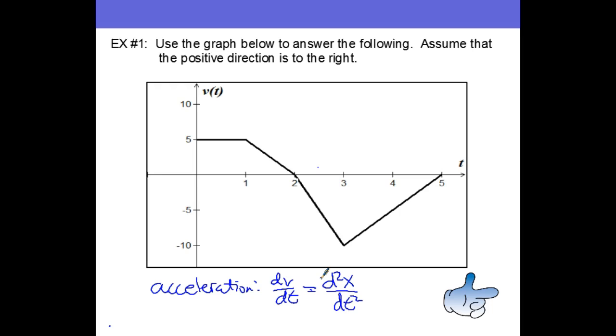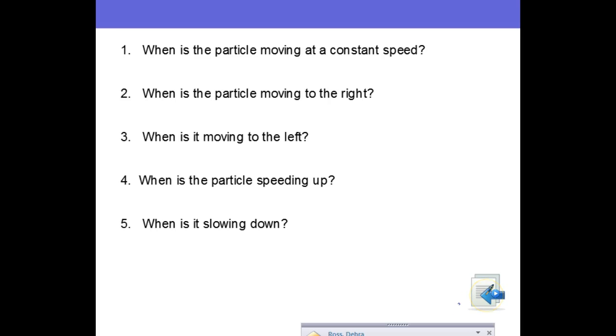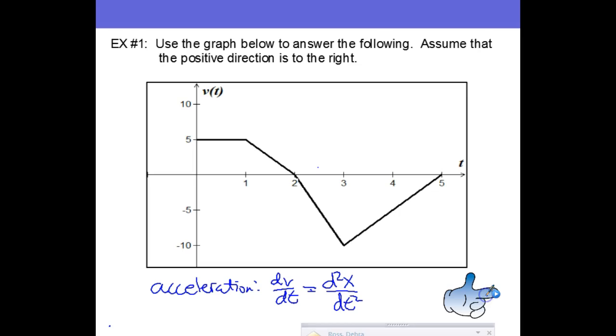So we're going to look at a couple of questions that have to do with this. Actually, we're going to look at several questions that have to do with this graph. And so let's look at the first one. When is the particle moving at a constant speed? Let's look at the graph. It's moving at a constant speed when the slope is equal to 0. In other words, the acceleration is 0, or the function is a horizontal line.